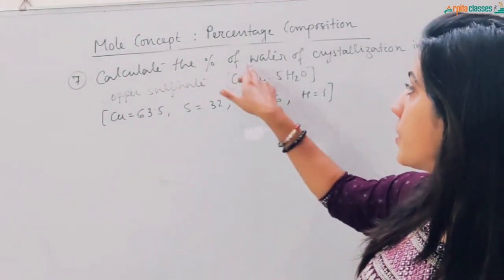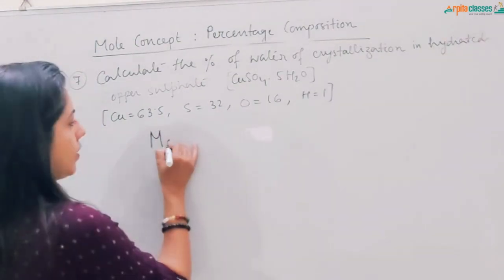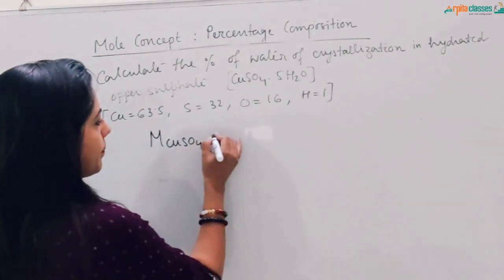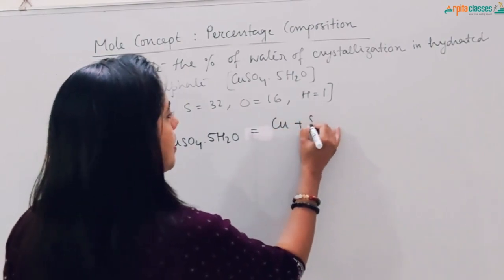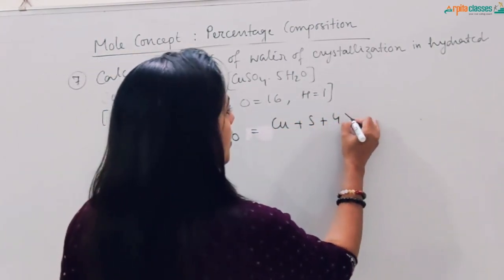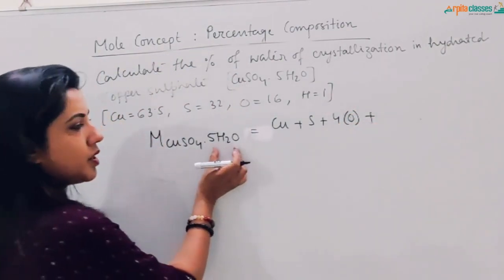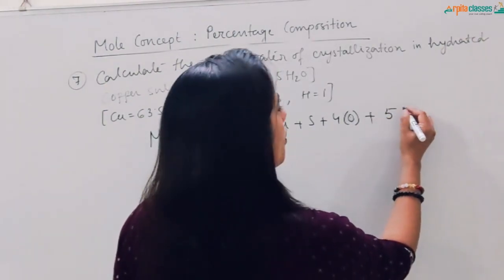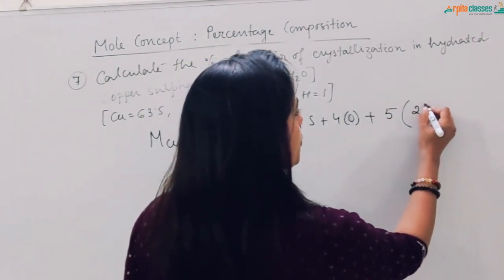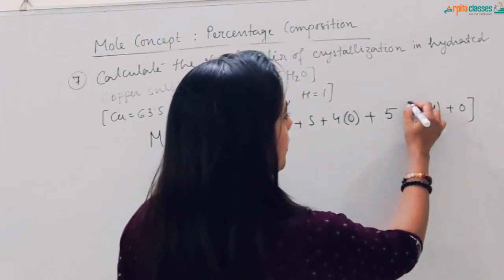We have to find out the percentage of water of crystallization. So first of all, we will find out the molecular weight of hydrated copper sulfate. That is copper plus sulfur plus 4 into oxygen, plus 5 molecules of water will get added. Now water is 2 of hydrogen plus oxygen. I will put another bracket over here.